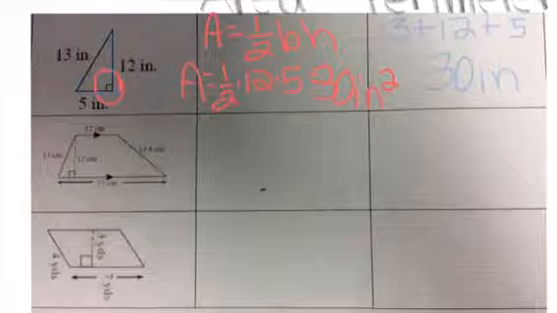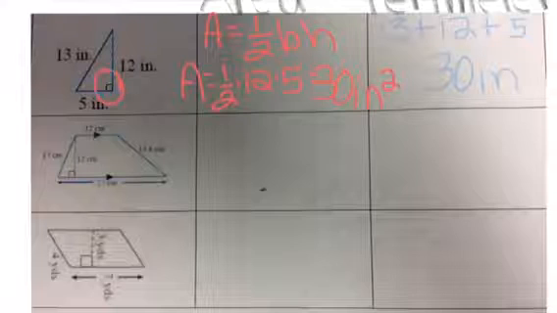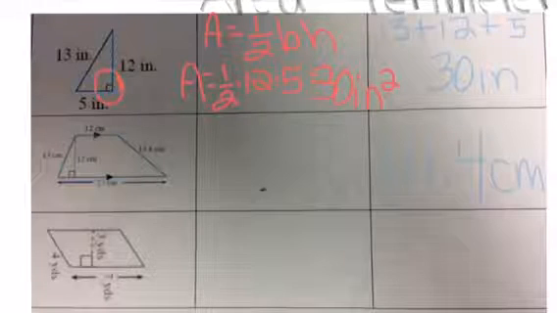Alright, so let's take a look at the trapezoid. Let's do the perimeter first because that's less tricky. I have the outside edge: 13 plus 12 plus 13.4 plus 23. When I add those together, I get 61 and 4/10, or 61.4 centimeters.